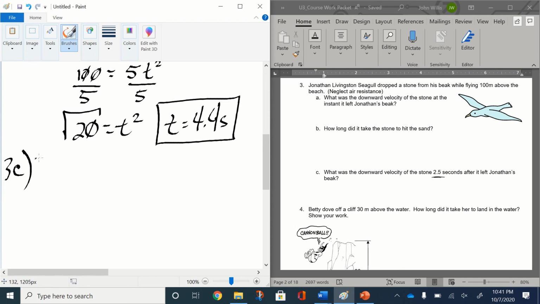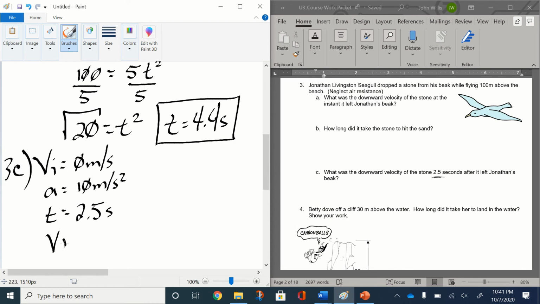So I'm going to remake my list of variables that I'm aware of. My initial velocity is 0 meters per second. My acceleration due to gravity is 10 meters per second squared. And my time of free fall that they're interested in here is 2.5 seconds. They want to know what the velocity of this rock is after it has fallen 2.5 seconds.